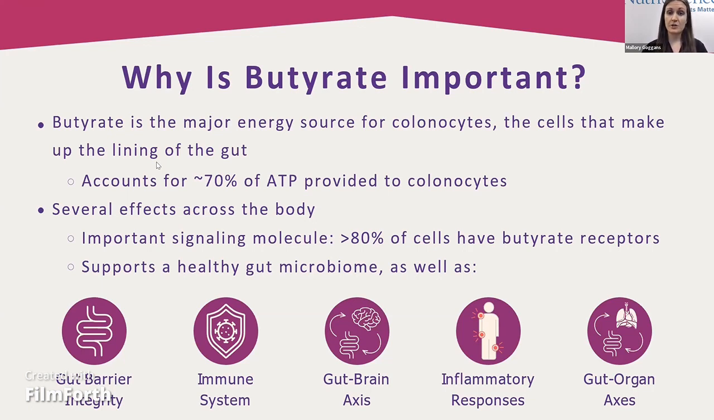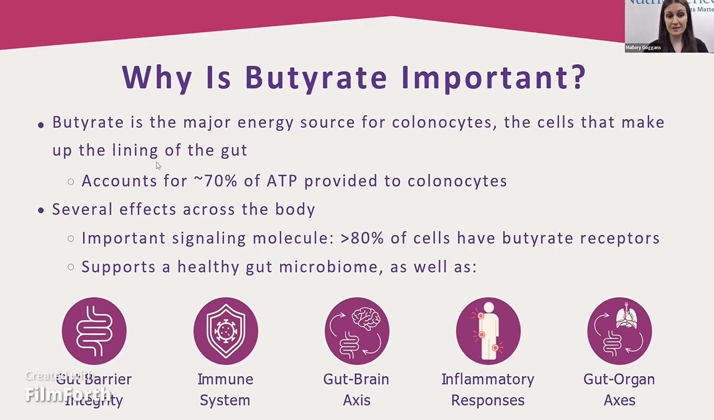The rest of our body uses many types of energy sources. You may have heard it uses sugar, it uses fats, but our gut lining really does primarily use butyrate for its normal cell functioning. So it is important to have enough butyrate to keep those cells active and healthy and keep the integrity of our gut barrier intact.